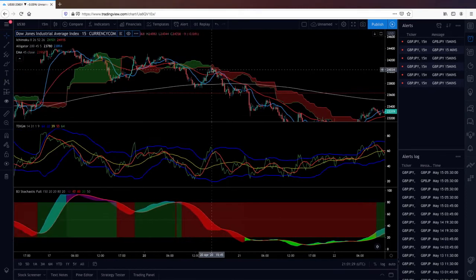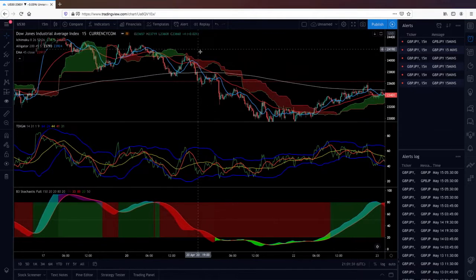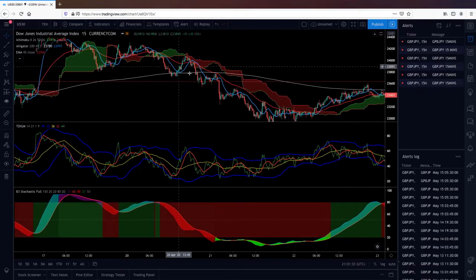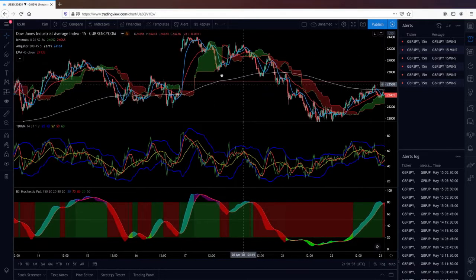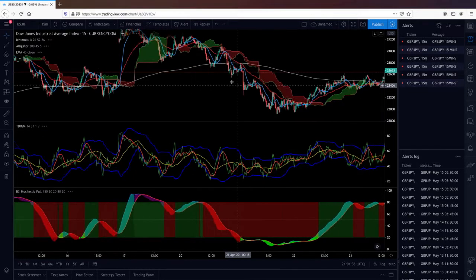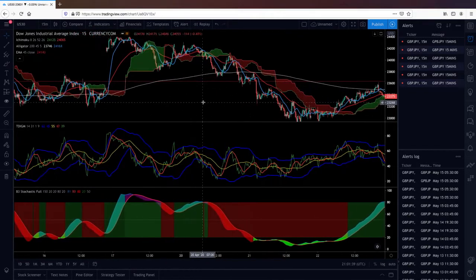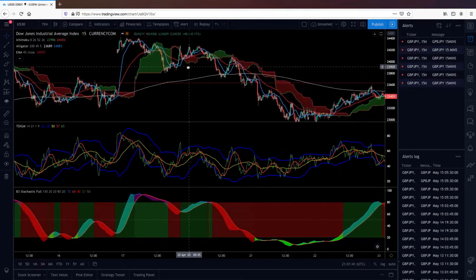Came back up. It was just building momentum. Sellers were just building momentum. What happened? Drop all the way down. So you want to get it at the highest resistance when you're selling.